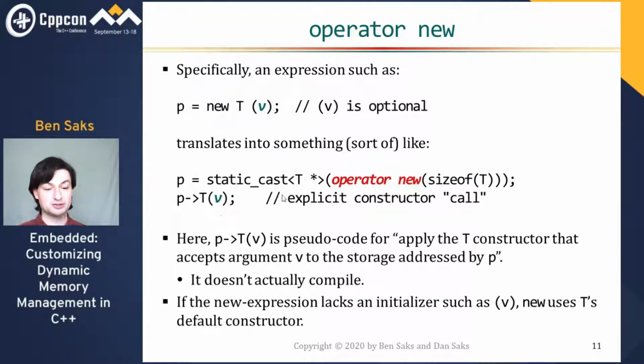Now, you can't actually write code like this. You're not allowed to just explicitly call a constructor on the object that a pointer points to. So this is just an imaginary notation for the sort of thing that the compiler is doing internally.